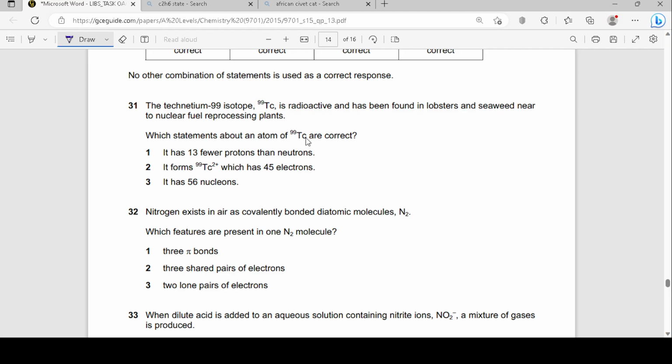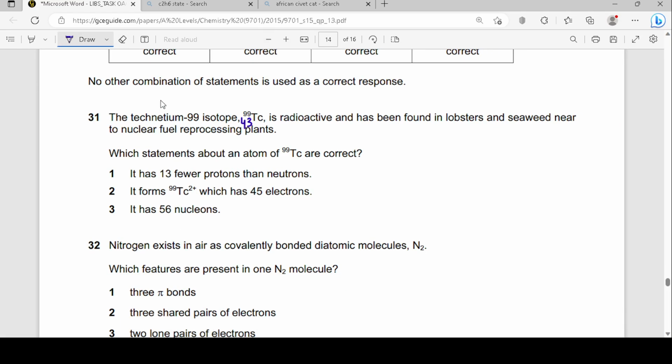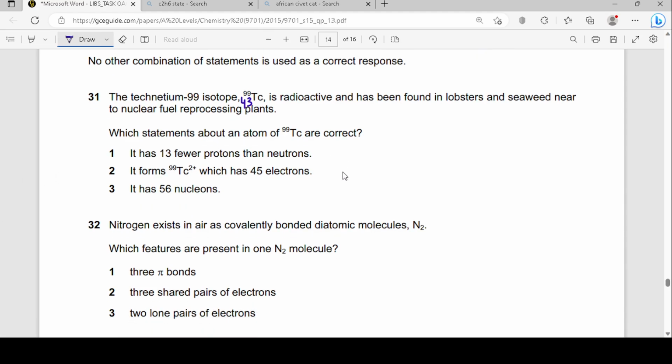Okay, technetium. So technetium has 43 protons according to my periodic table. Okay, so I'm going to write 43 here. Now, statements about an atom of 99Tc. Correct. It has 13 fewer protons than neutrons. Okay, so 43 protons, and obviously because it's a neutral atom, 43 electrons. Okay, and then how many neutrons would there be? The neutrons would be 99 minus 43. So what's that? 99 minus 43 is 56.